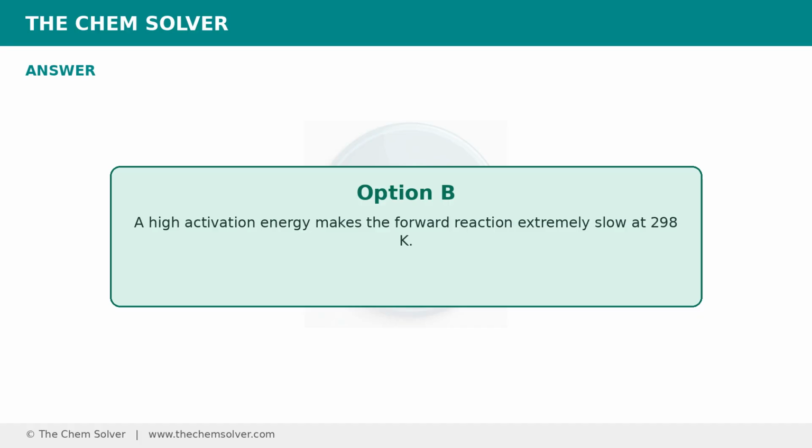The correct answer is option B. A high activation energy makes the forward reaction extremely slow at 298 Kelvin.